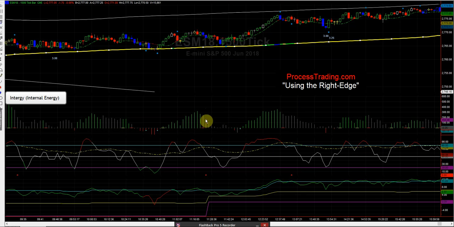That's why it's a better proxy for volume, because volume, although this shows you the internal energy behind that volume, it also shows you when it rises to its peak and weakness starts coming in.